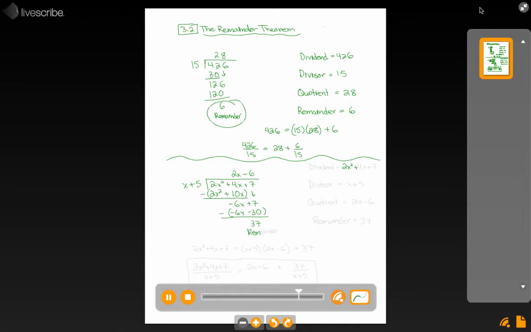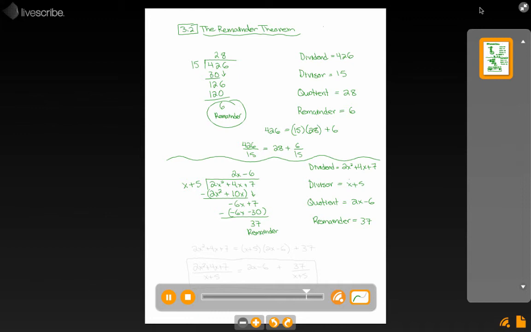So I do have a remainder once again. All the parts are labeled the same. We once again can call the dividend, the big thing that we started with, 2x squared plus 4x plus 7. The divisor is x plus 5. The quotient is 2x minus 6, and the remainder is 37.